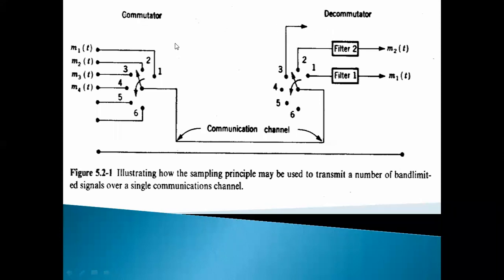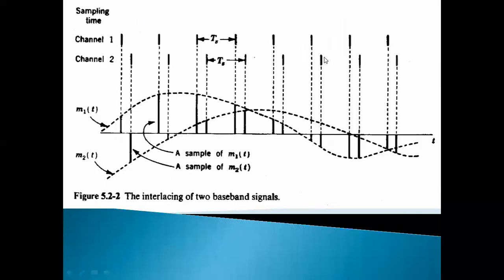If the speed of commutator and decommutator becomes the same, then M1 signal is transmitted, M1 signal sample is received. M2 signal is transmitted, M2 signal is received. The speed of the commutator and decommutator is the same. So the commutator is at the transmitting end, the decommutator is at the receiving end. Okay, let us take an example.